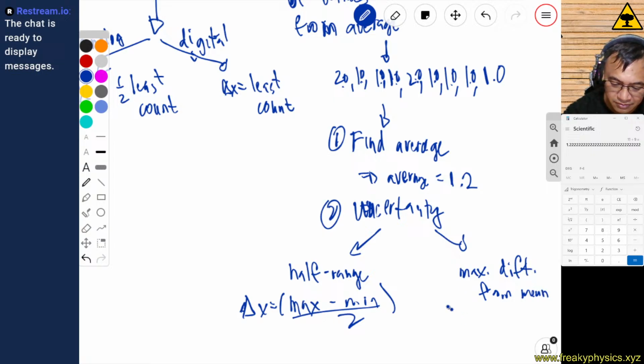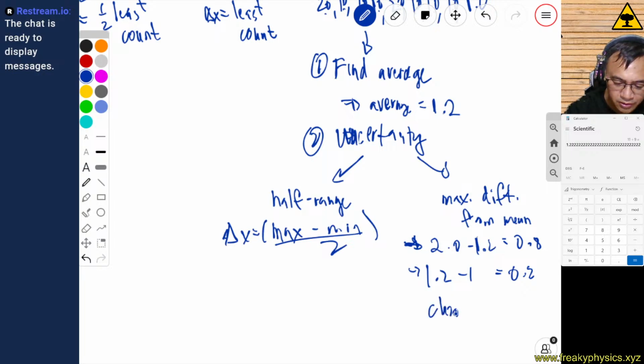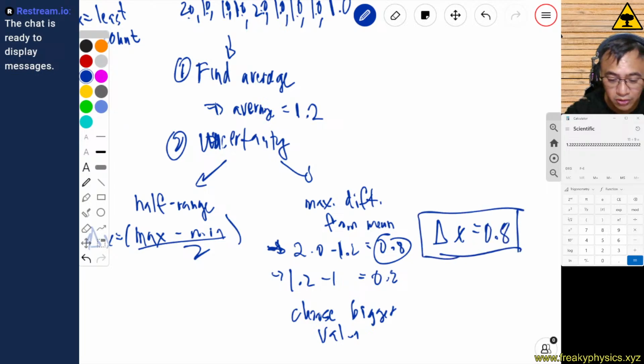So in other words, this is going to be 2.0 minus 1.2, which gives us 0.8. And then the other one, 1 minus 1.2, let's do it the other way around: 1.2 minus 1, that's going to give us 0.2. And then choose the bigger value. So 0.8, which means in this particular case delta x should be equal to 0.8. Which technique is correct? The more correct technique is the second one, but the easier technique is the first one.